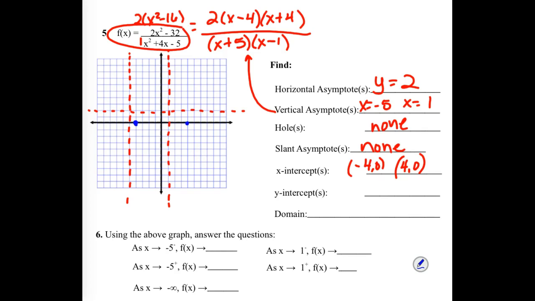Okay, 2 X-intercepts. Looking at Y-intercepts. If we put a 0 in for all of our X's, that's 0, that's 0, that's 0. We have -32 divided by -5 left over. Negative divided by negative is positive. What's 32 divided by 5? All right, 6.4.